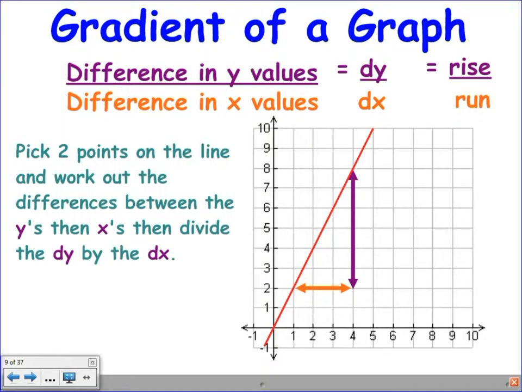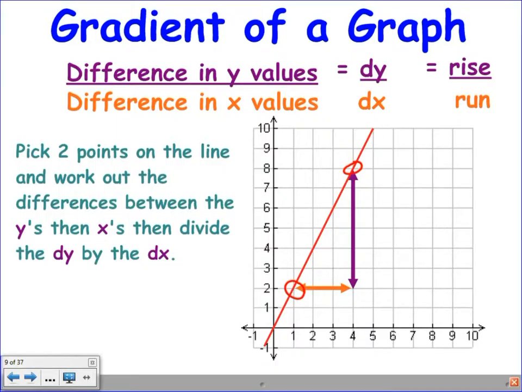So you wouldn't pick this point here because it's like 3.5. Don't mess around. Always pick nice points that cut an x and y coordinate exactly. So here it cuts 1, 2, and here it cuts 4, 8, quite nicely. So pick 2 points that are sensible, not points that are in the middle of a line. Okay? That's the best way to do it.